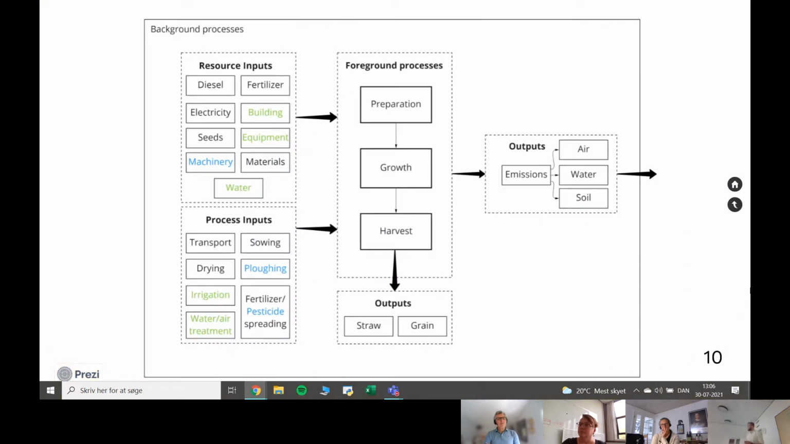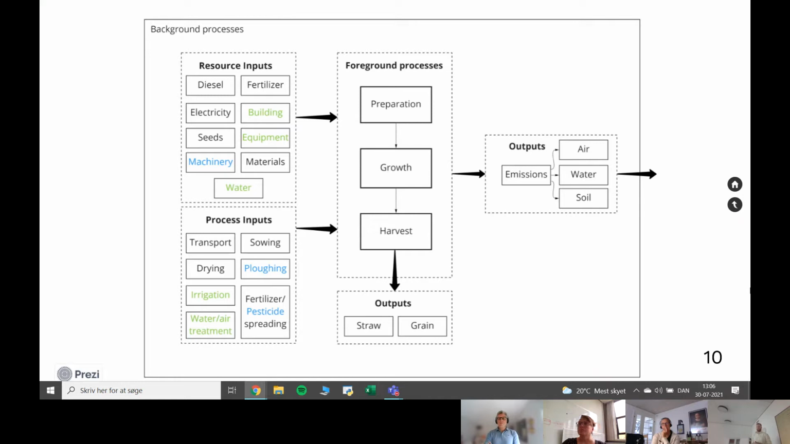So that leads us to the actual model. And here we can see that I have some background processes, divided into resource inputs and process inputs. The green ones are only applied for the vertical system, whereas the blue ones are only applied for the conventional system, and the rest are shared.